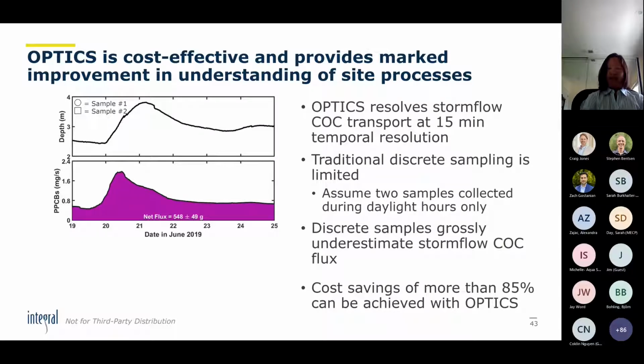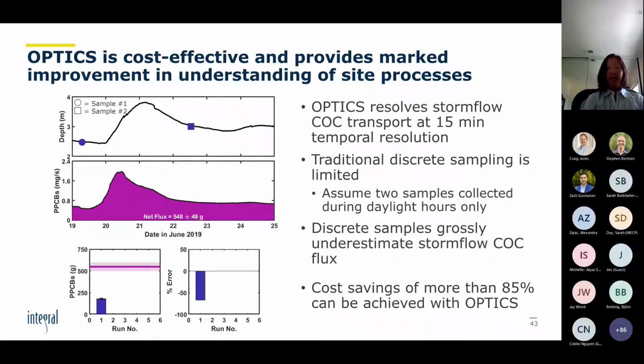Now, hypothetically, if flux is computed from 2 discrete samples that are collected 3 days apart, bracketing that peak flow, then the resulting net flux computed from these 2 samples would be over 60% underestimated from flux computed from continuous sampling. Not surprisingly, there's high uncertainty with intermittent sampling, including missing crucial information like COC mass transport during peak storm flow. So I'm going to step through a few more examples pretty quickly.